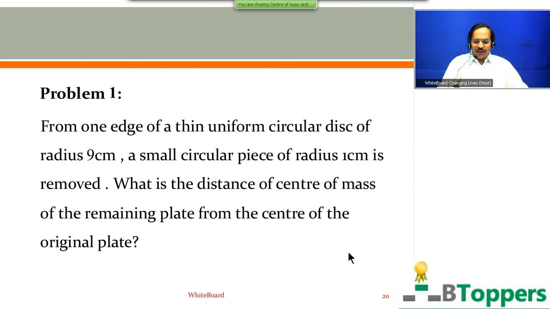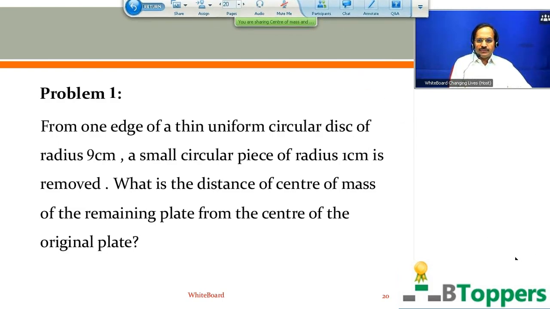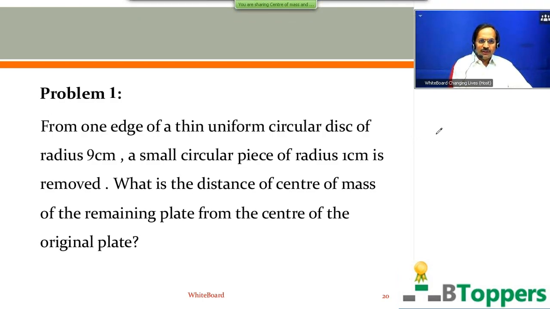So I am going to directly use the conclusion which I just now discussed to solve this problem. This problem is based on the special case which I have just now discussed. Here, the radius of the original plate is given as 9 centimeter, and the radius of this small circular piece which is removed from one edge is denoted by small r, that is 1 centimeter.